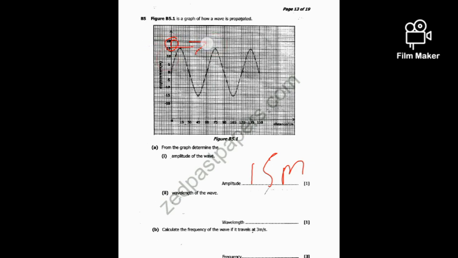Okay. All right, let's come to the second one. We're saying from the graph determine the wavelength of the wave. So we understand the wavelength of the wave in this case can be determined from one crest to the next. So from here to there, that is one wavelength, or from here to there, that is also one wavelength. So we need to understand this distance.